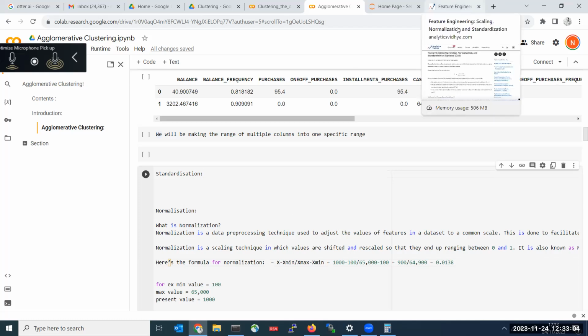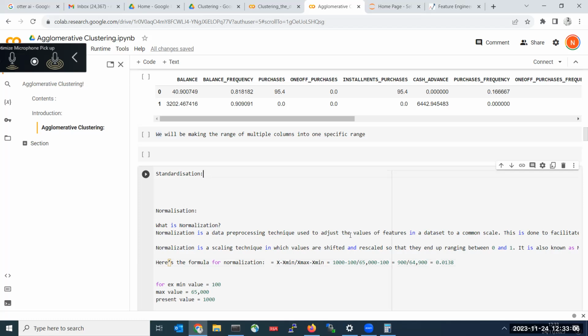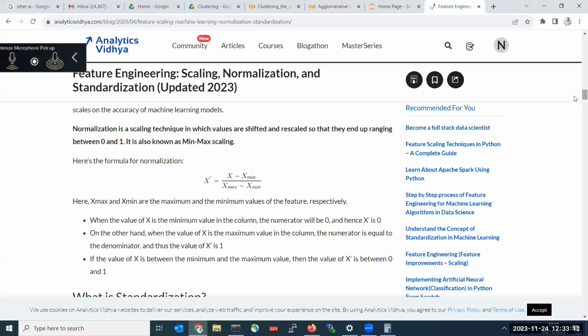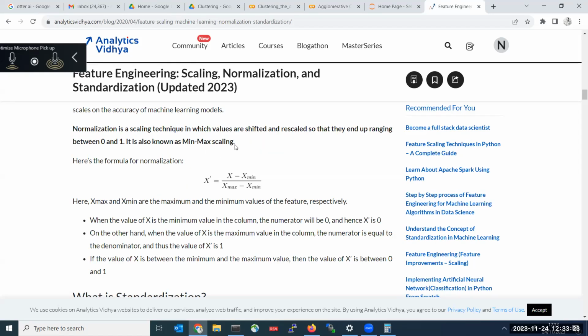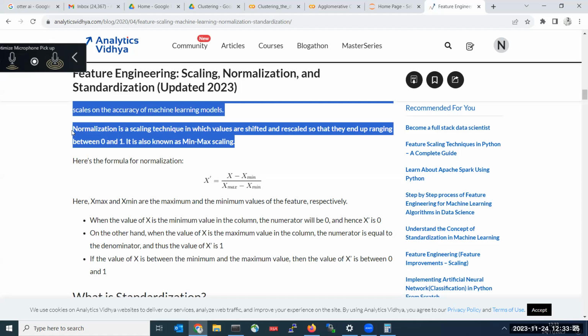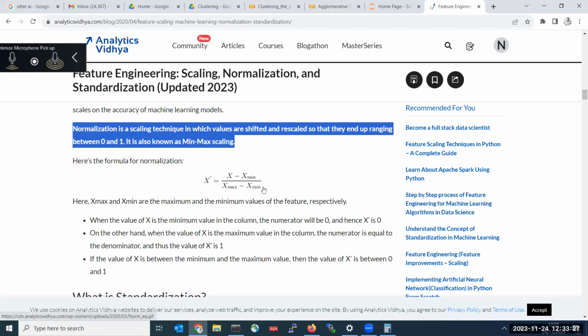So now let us see the standardization. Both techniques are the same in purpose, only the working nature and the formula we use in normalization and standardization are different. Normalization is a scaling technique in which values are shifted and rescaled so that they end up ranging between 0 and 1. It is also known as min-max scaling. We need to remember this definition. If you don't remember this formula it is fine, but you need to remember this definition. You need to learn it by heart.